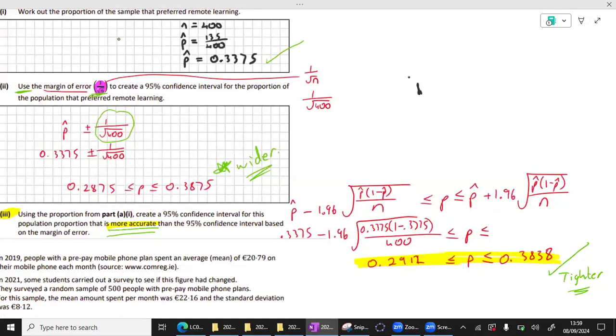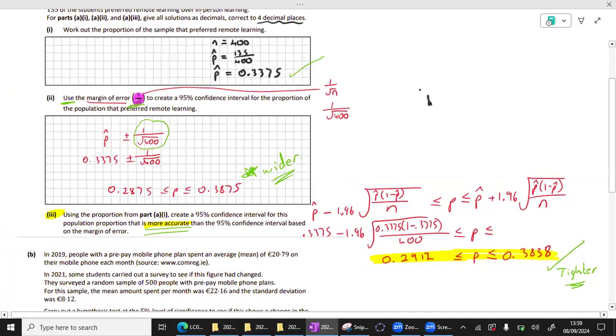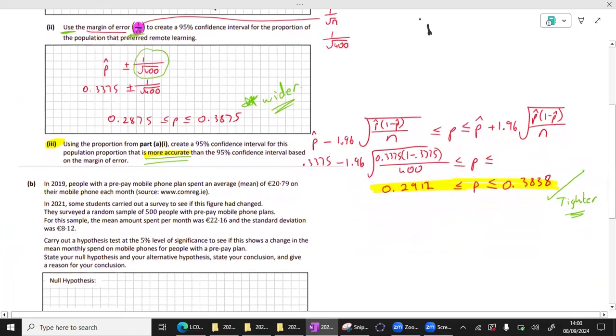So in other words, you'll get a better picture of what the population is if you use the better formula. I'm actually glad we came across that now, because it's good to see that if you use the less accurate formula, which is the ordinary level one, you'll still get your answer, but the interval will be wider, which basically means it's not as accurate. Whereas if you use the higher level one, you get a tighter interval, which means it's more accurate.